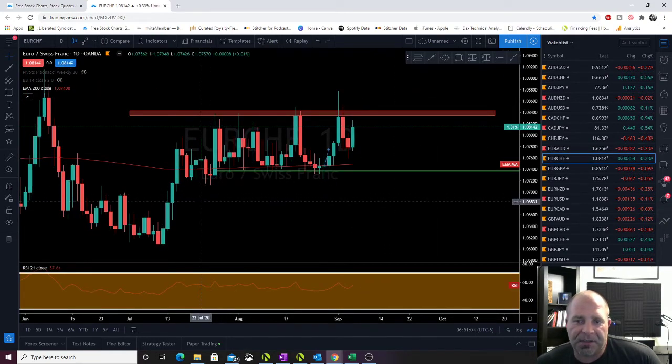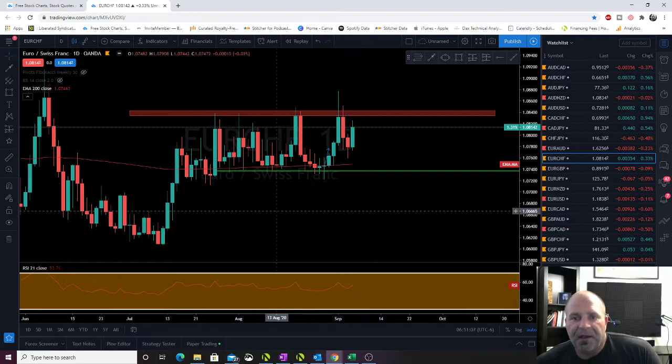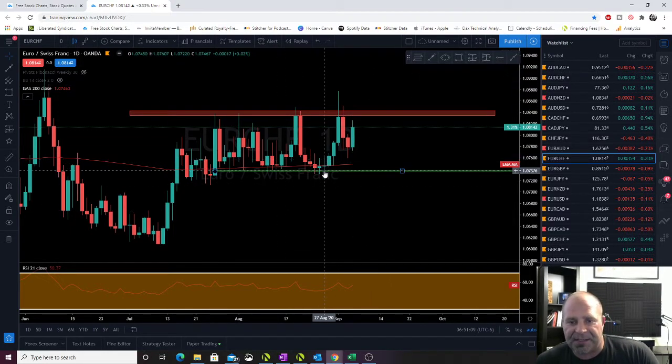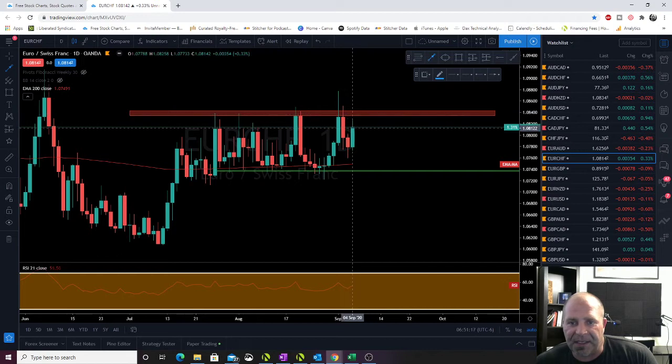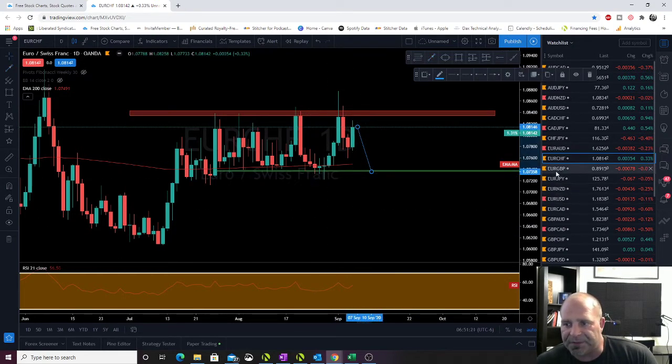And EUR-CHF, again, pretty good range bound here. You can see last Sunday we predicted an upward. We got it. Now, I would say we may test this top again, or we could just go crazy bearish down to that bullish zone.